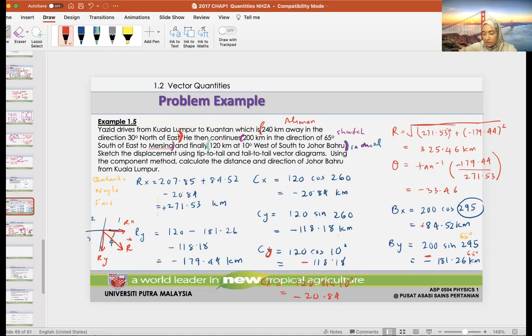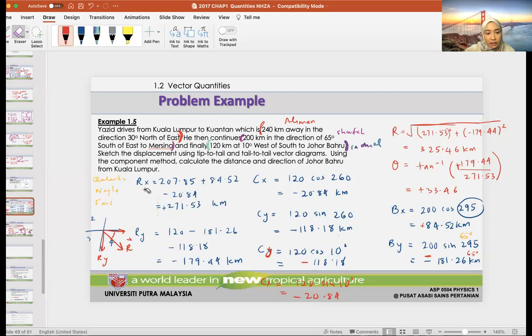If Faris did not put the negative sign, let's see what happens. 179.44 divided by 271.53 gives me 0.66. Inverse tangent of that will give me positive 33.45. If you don't put the negative here, the answer will be positive and you will think that it is over here, if you did not draw the Rx and the Ry that we did earlier. So that is something tricky.